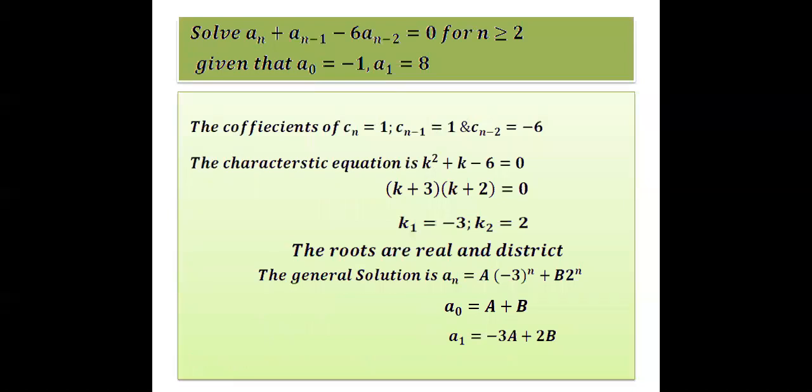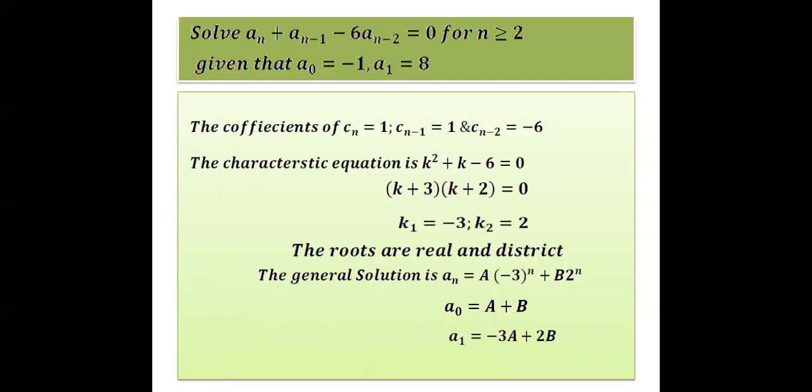Let's suppose a_n + a_{n-1} - 6 a_{n-2} = 0. I want to solve this linear equation. The coefficient of a_n is 1, the coefficient of a_{n-1}, c_{n-1}, is 1, and the coefficient of a_{n-2}, c_{n-2}, is -6. Comparing with the standard form, the characteristic equation becomes k^2 + k - 6 = 0.